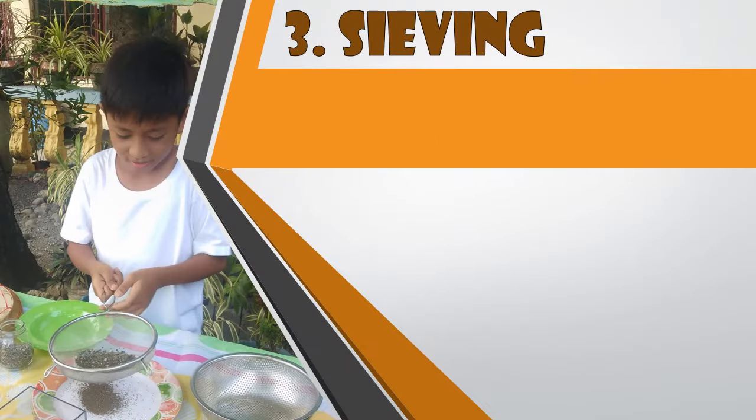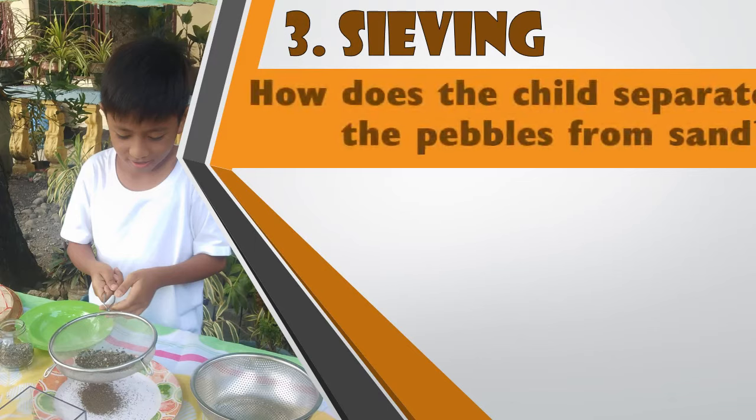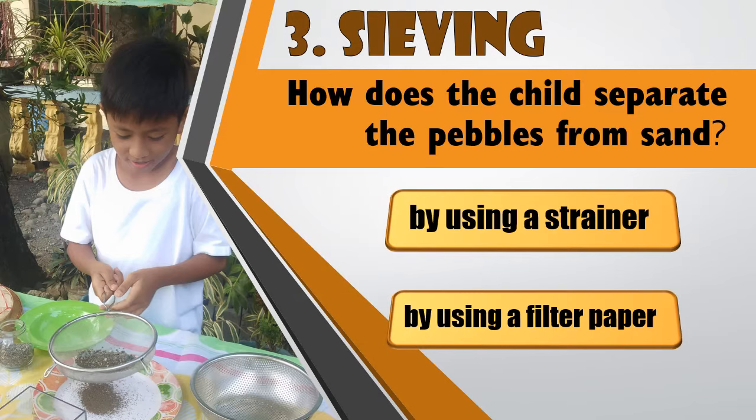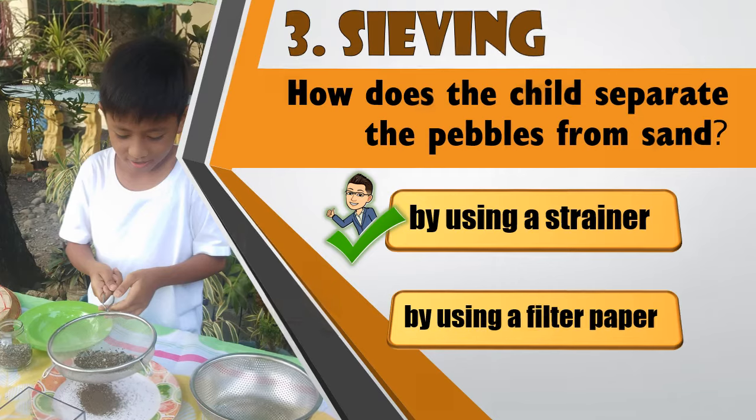Number 3. Sieving. In this picture, how does the child separate the pebbles from sand? By using a strainer or by using a filter paper? You're right, by using a strainer.